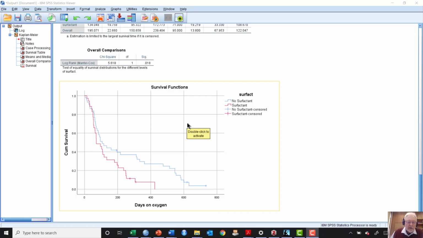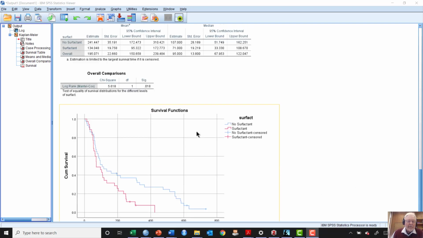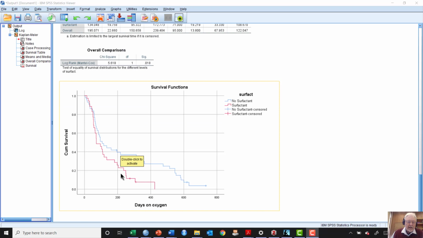So that's it. That's the Kaplan-Meier. In this case, it's pretty clear that kids on surfactant don't use oxygen for long, and the results were significant.